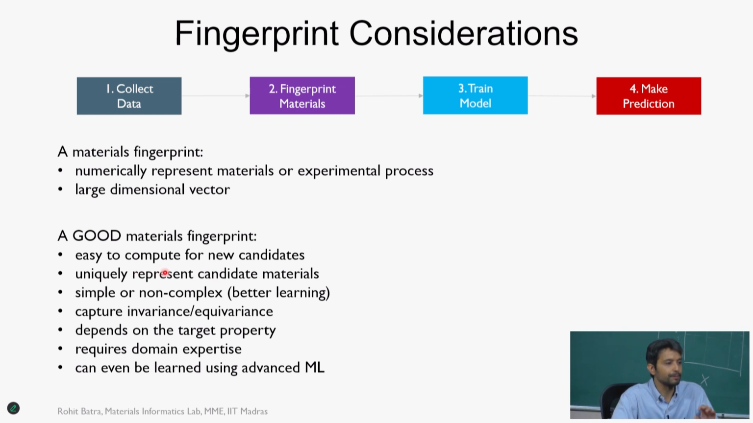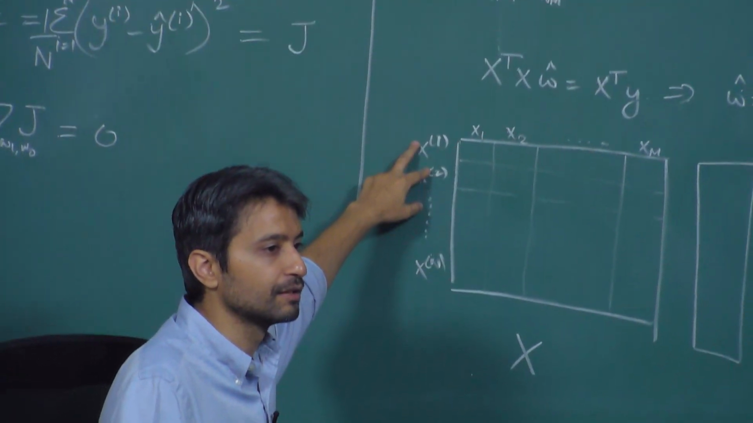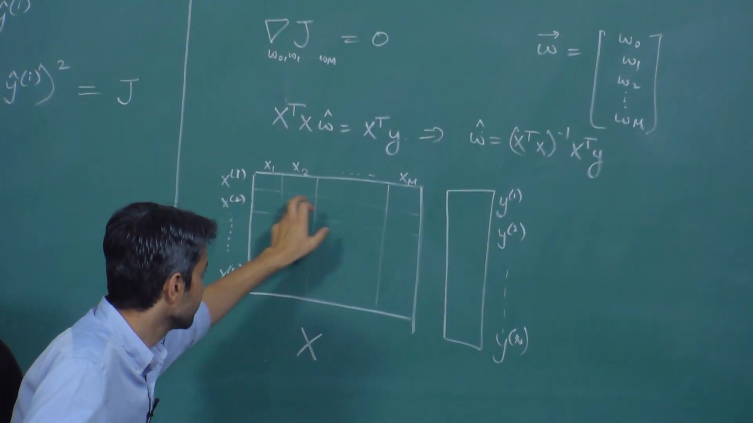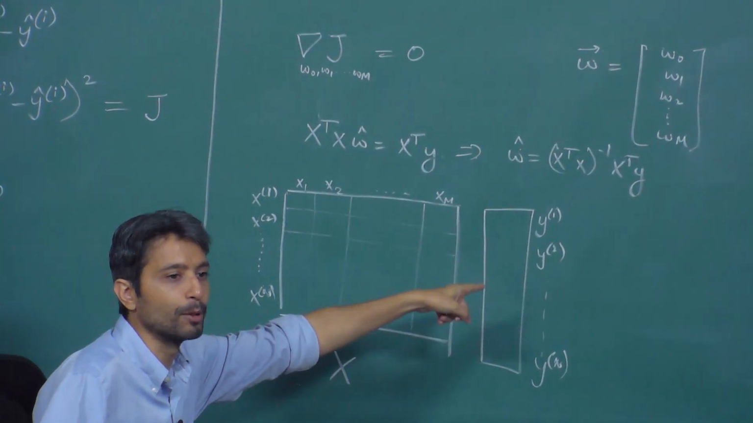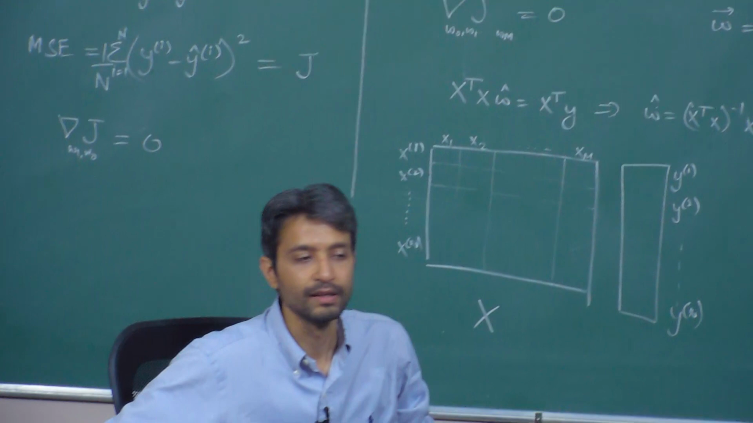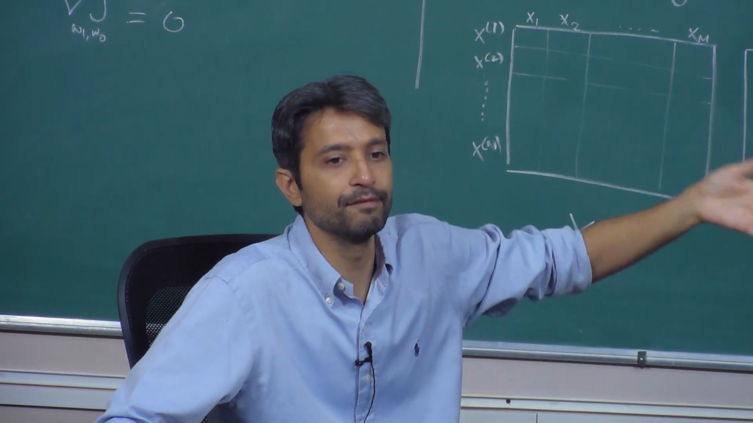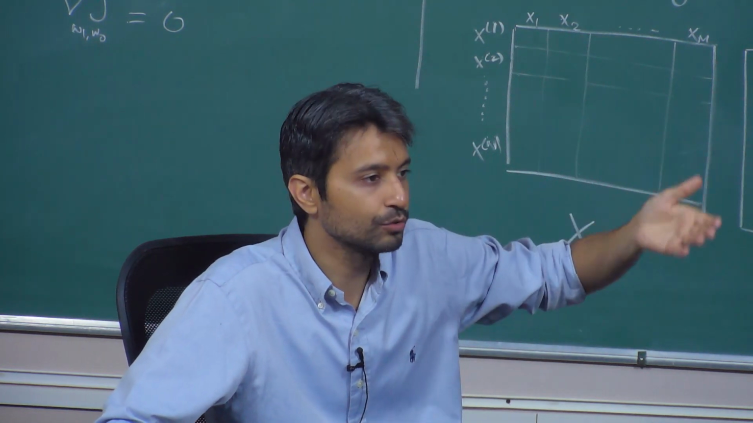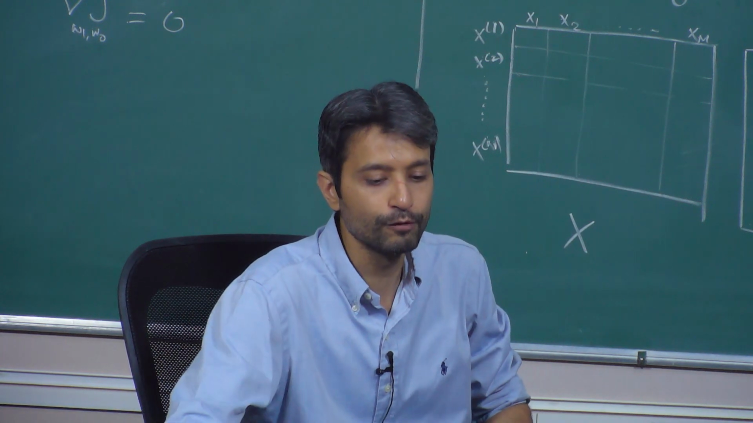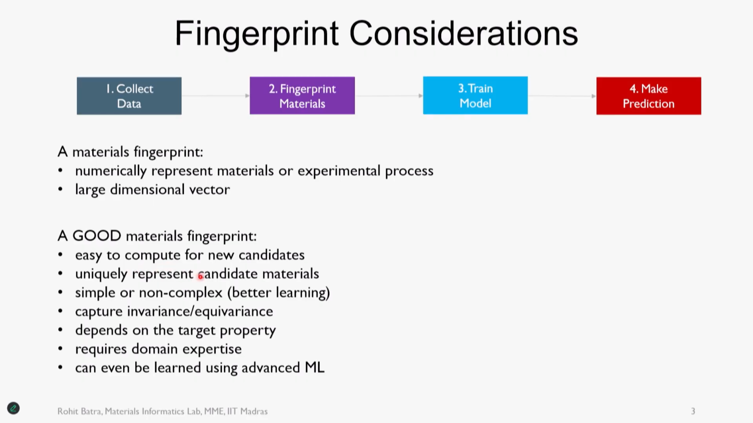Another important thing is the fingerprint should be unique. In this example, this is my fingerprint for the first data point, fingerprint for the second data point. These two should be unique. If they are not unique, what does it mean? This vector and this vector are the same, but the properties that these two have are different, which means you can never come up with a function that will map one fingerprint. The same fingerprint cannot map to two things, right? Two outputs it cannot map.